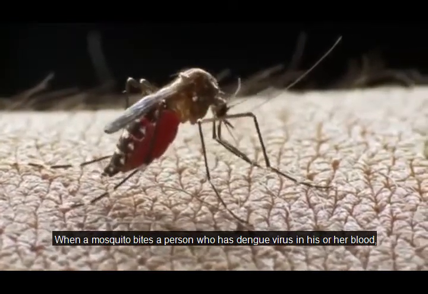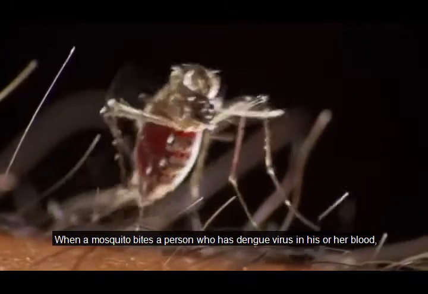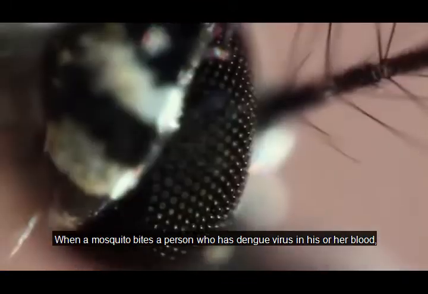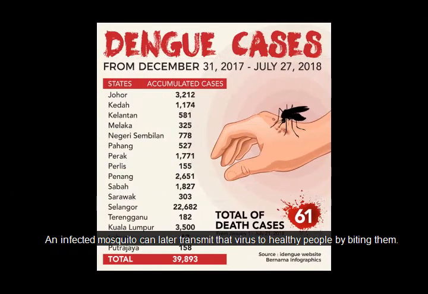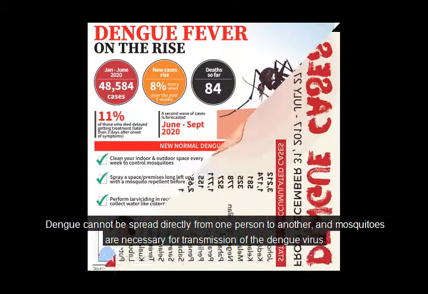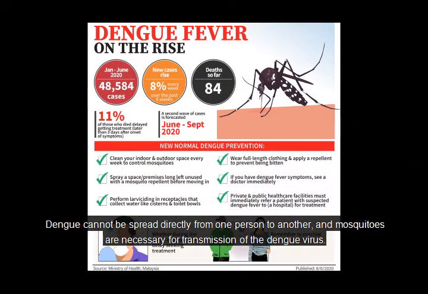When a mosquito bites a person who has dengue virus in his or her blood, the mosquito becomes infected with the dengue virus. An infected mosquito can later transmit that virus to healthy people by biting them. Dengue cannot be spread directly from one person to another, and mosquitoes are necessary for transmission of the dengue virus.